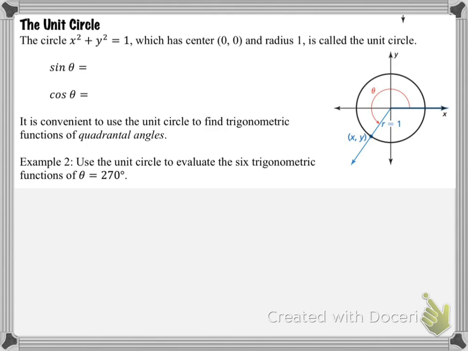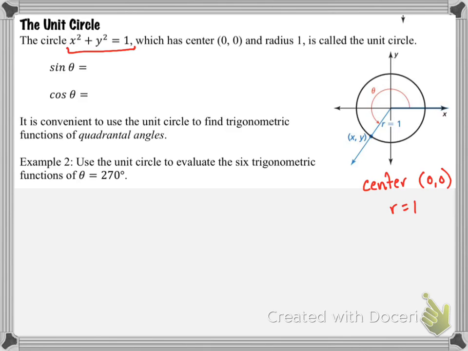Okay, the unit circle. We talk about the unit circle a lot in pre-calc. Here's an introduction to it. Basically, what the unit circle is, it's a circle with a radius of 1. So this is the equation for it: x squared plus y squared equals 1. So it's basically a circle with a center 0, 0 and a radius equal to 1.